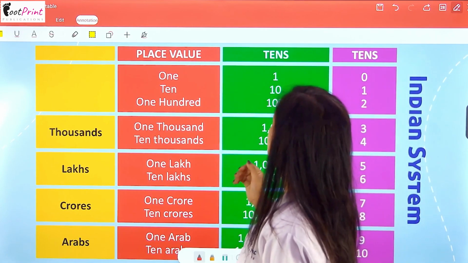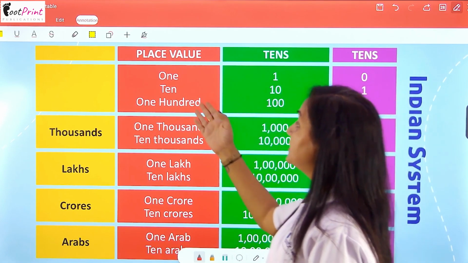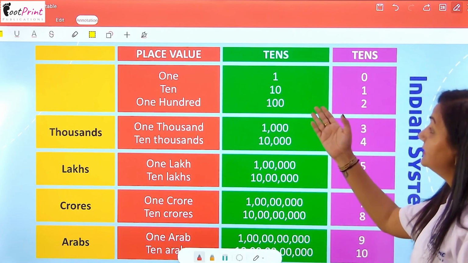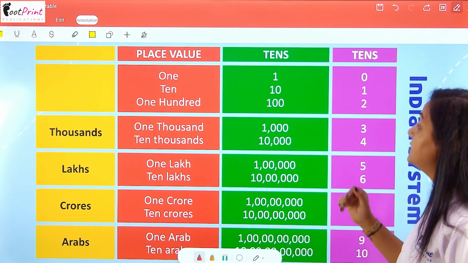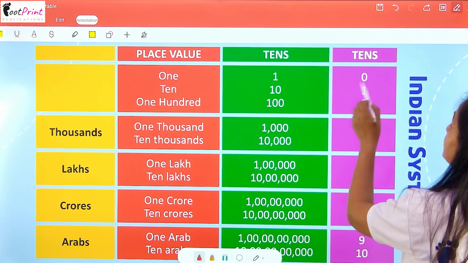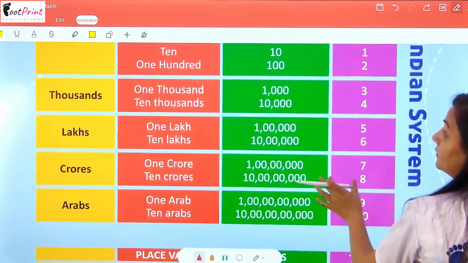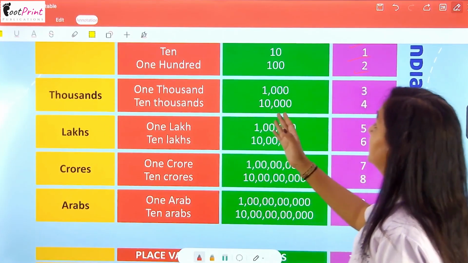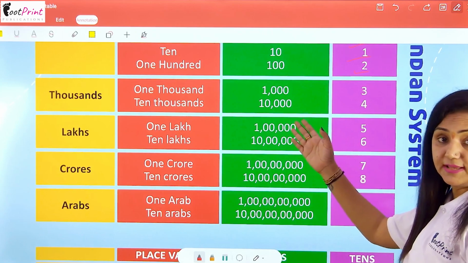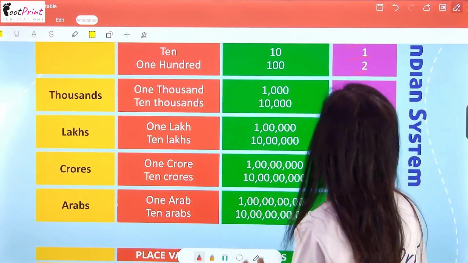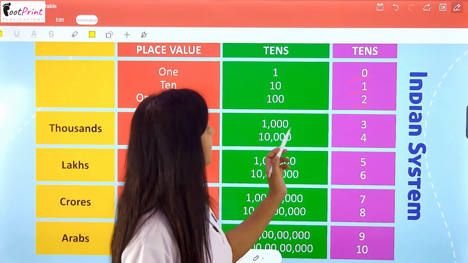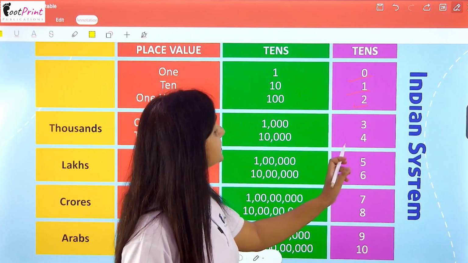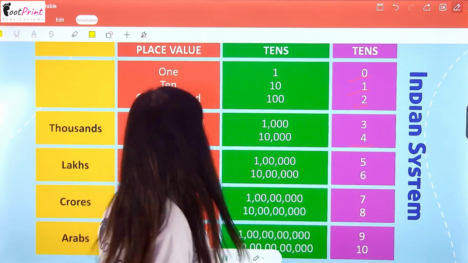Here we have the place value and tens. Place value means 1, 10, 100, and tens means 1, 10, 100, and here we have 0, 1 and 2. Now here we have 1000 and 10,000. It will be like this in the number. And how many tens in 1000? It will be 3. And how many tens in 10,000? It will be 4.